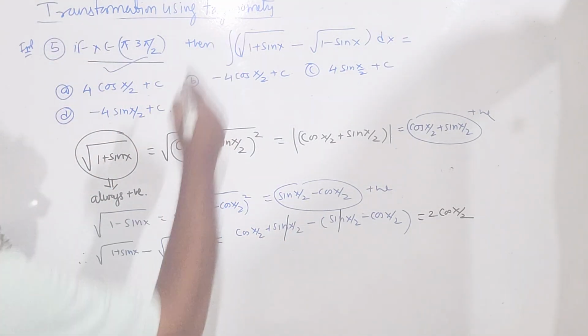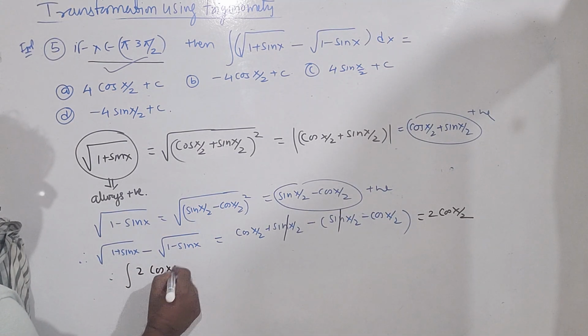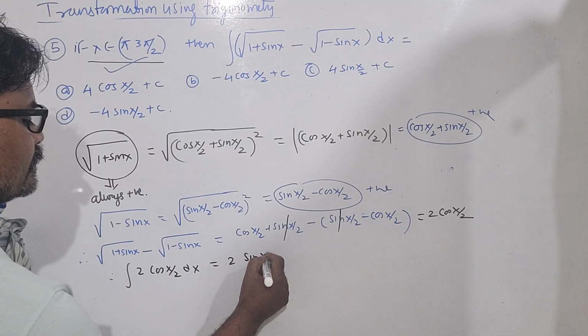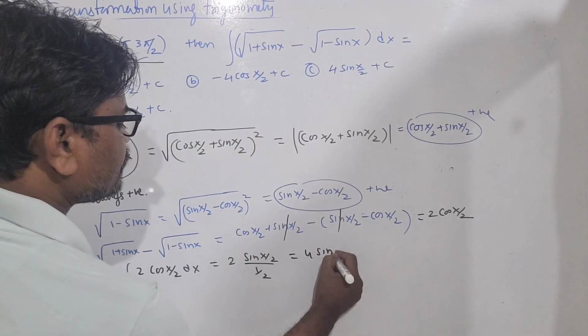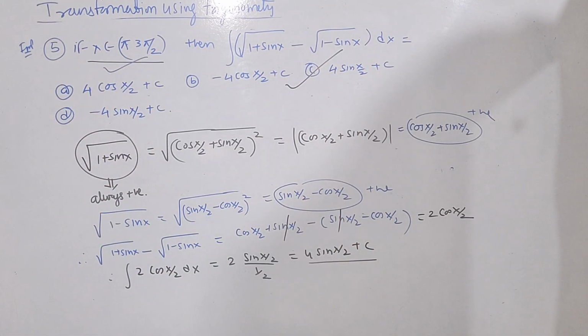So therefore now integration. Integration of 2 cos x by 2 dx, that is equal to 2 sin x by 2 divided by 1 by 2, that is equal to 4 sin x by 2 plus c. Means option C is the correct one. Got it?